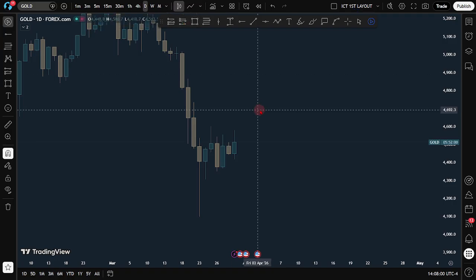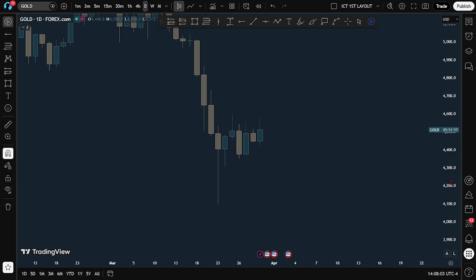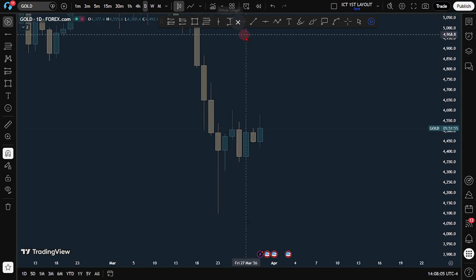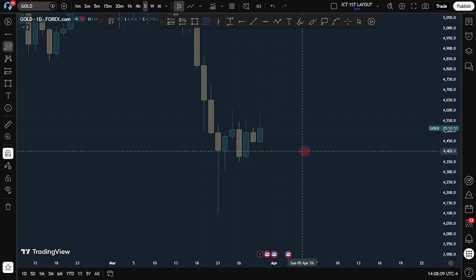Okay. So first of all, we have something we call the daily EQ. Okay. It was recently that I started using the daily EQ. Okay. And it has helped me so much. It's like a game changer to my forex trading. Okay. The daily EQ. And how do you draw the daily EQ? You take this tool here. It's called the what? The fib retracement.